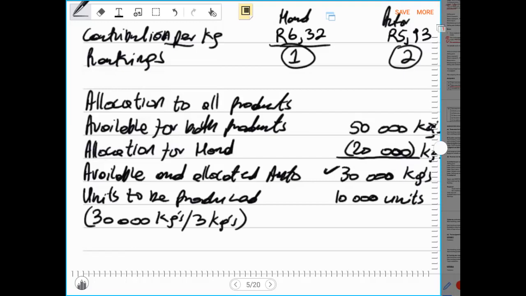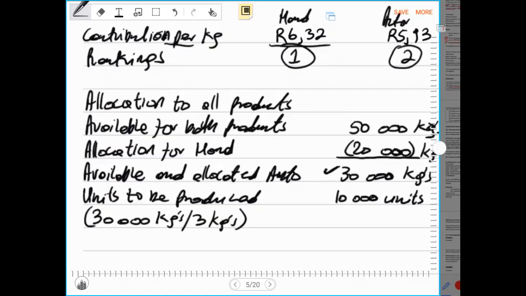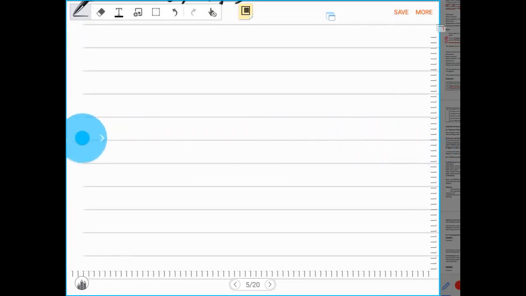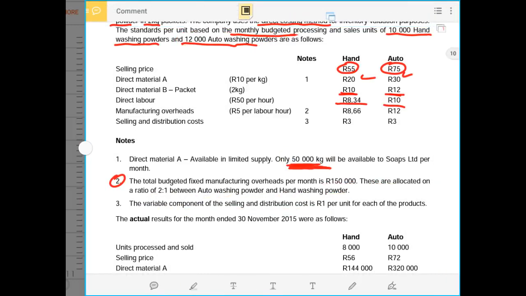So now the question is, how many units of auto washing powder was budgeted to be manufactured and sold? They budgeted to manufacture 12,000 units, but because of the limiting factor, we cannot manufacture the 12,000, but only 10,000 units. So now this is exactly how you calculate the production mix that will maximize the profit. So now we have completed the second requirement, and now we can go to the third requirement.